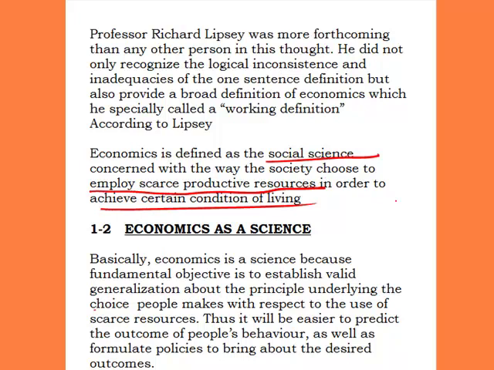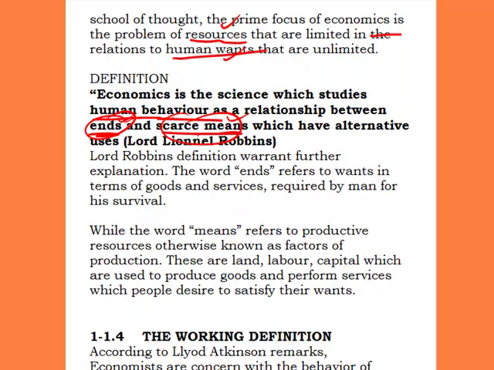So we need to note that the most reckoned-with definition is that of Lionel Robbins, which says that economics is a science which studies human behavior as a relationship between ends and scarce means which have alternative uses. Why is this so? It's because it contains the nitty-gritty of what the economy is all about.